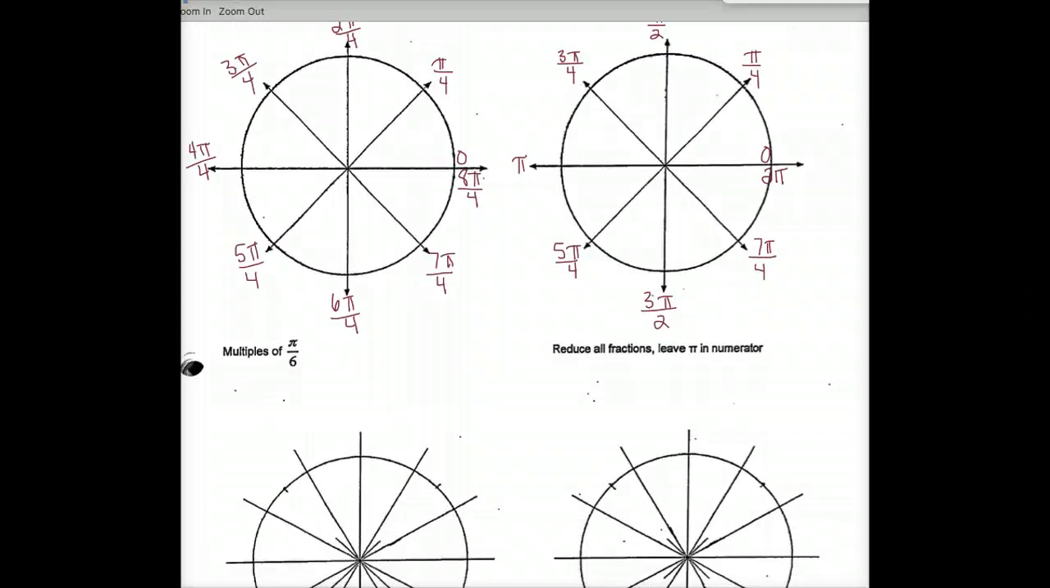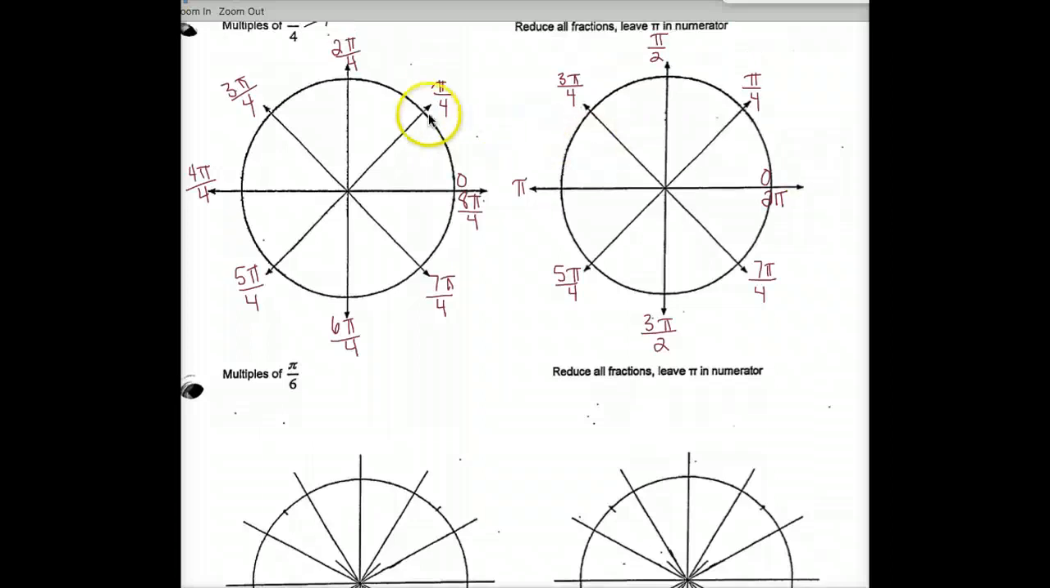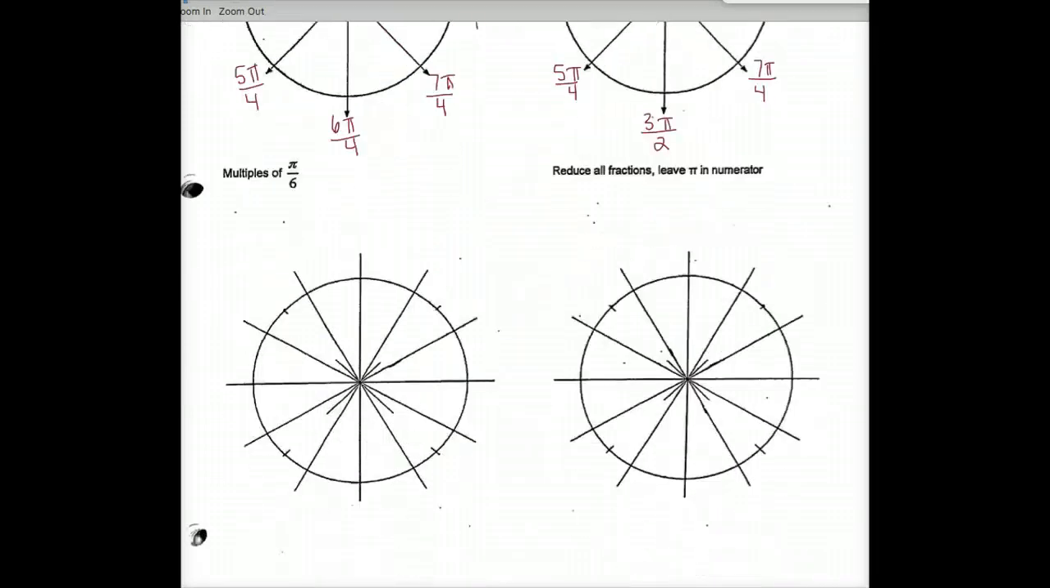Now we're going to do the exact same thing, only instead of dividing pi into 4 pieces, because see, this is pi, so we divided that line into 4 pieces. Now we're going to divide it into 6 pieces. So here's pi. You can see I've got 1, 2, 3, 4, 5, 6 pieces here. So these are multiples of pi over 6, and we're going to do the exact same thing.